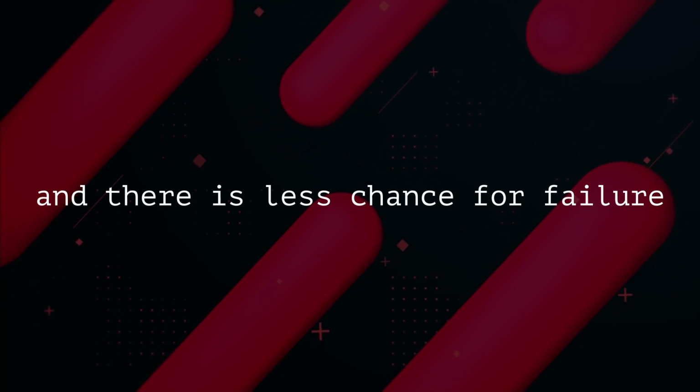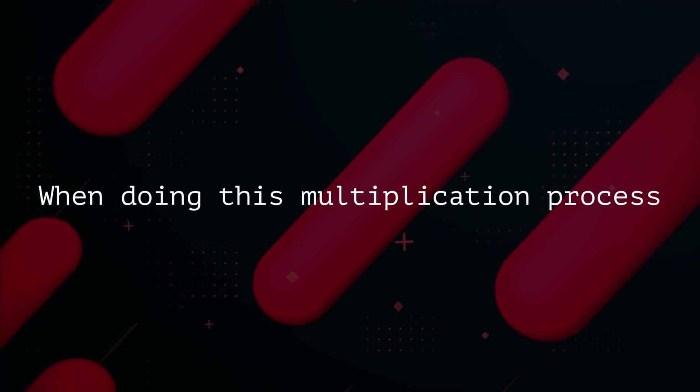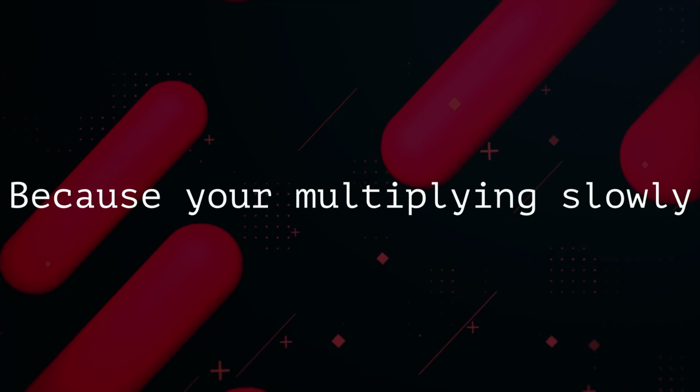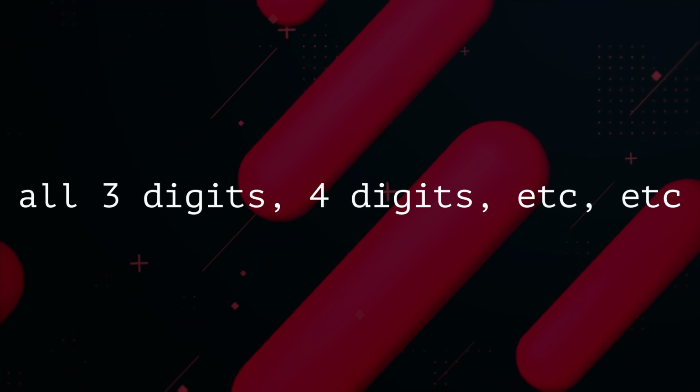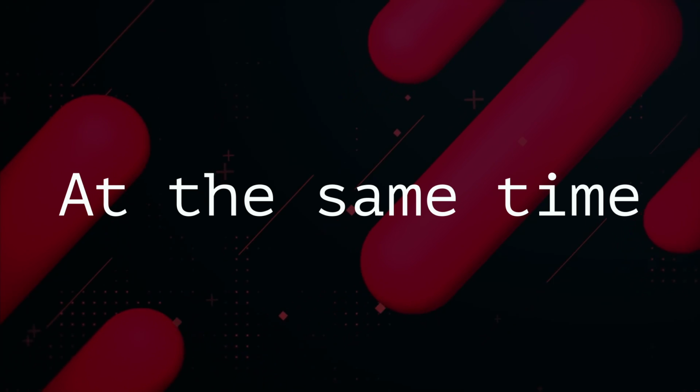Obviously, I'm going slow in step by steps, but as you do it, this way of multiplying actually takes literally 30 seconds or less. It is so much easier, and there's less chance for failure when doing this multiplication process because you're multiplying slowly by 1 digit at a time rather than focusing on all 3 digits, 4 digits, etc., at the same time.